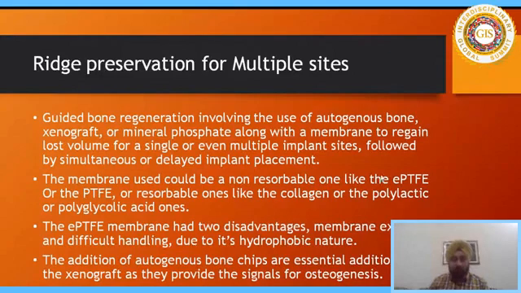The addition of autogenous bone chips is an essential addition to the xenograft, as they provide signals for osteogenesis. Autogenous bone chips are the gold standard. If you don't add them, it might still help, but you should add them.